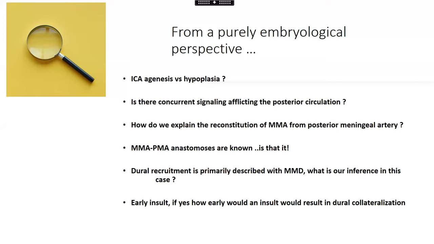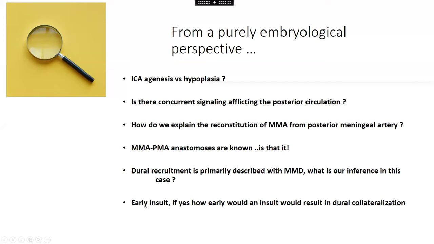Thirdly, how do we explain the reconstitution of the middle meningeal from the posterior meningeal artery? We do know that middle meningeal and posterior meningeal anastomoses are known, but is that as simple an explanation to explain what is seen in our case?